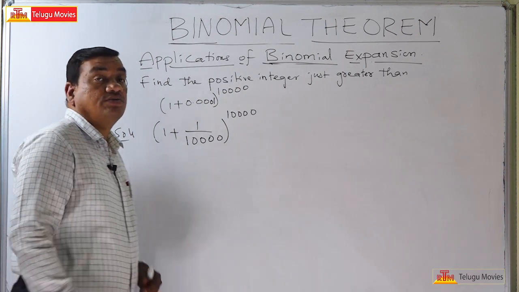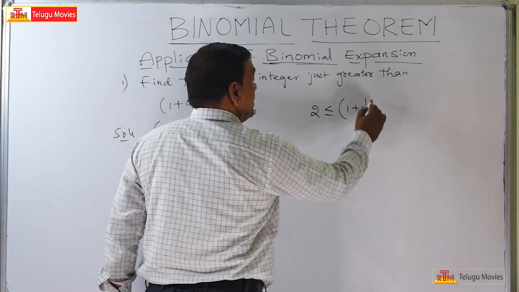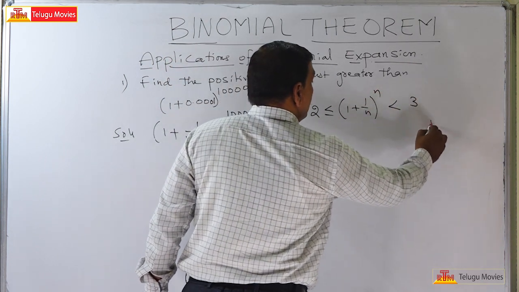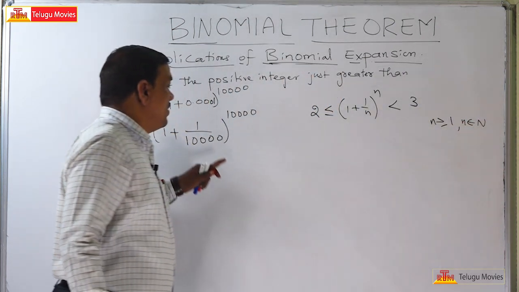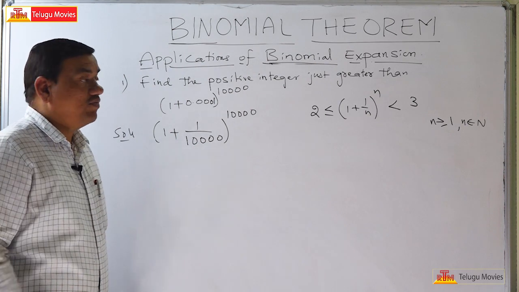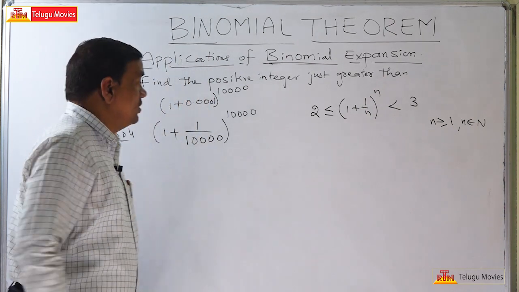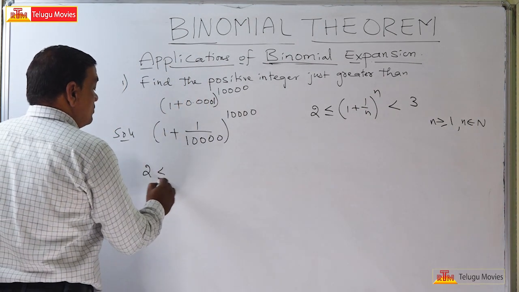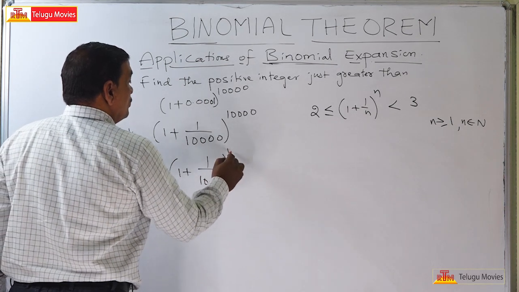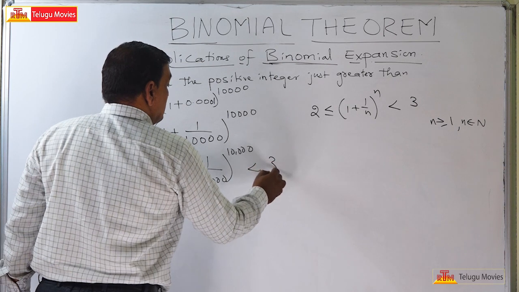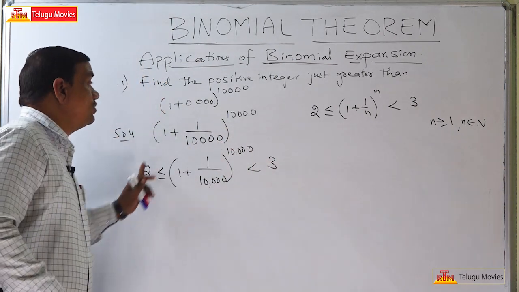So just now we have seen the result: 2 is less than or equal to (1 plus 1 by n) whole power n, which is less than 3, where n is greater than or equal to 1 and n belongs to the natural numbers. So here what is n? 10,000, that is greater than 1. So is it in the form (1 plus 1 by n) whole to the power of n? Therefore, (1 plus 1 by 10,000) whole to the power of 10,000 lies between 2 and 3, less than 3. Understand this? Whatever this value may be, it lies between 2 and 3.